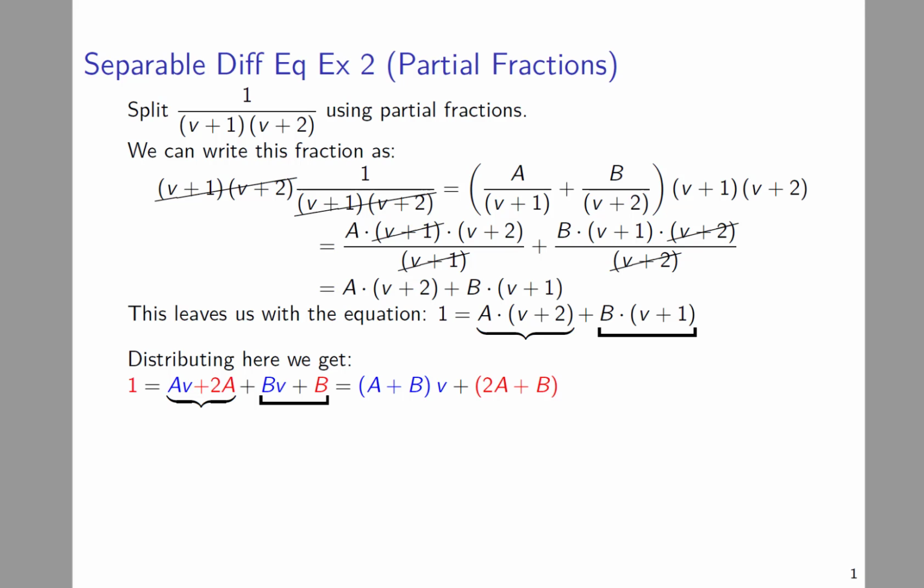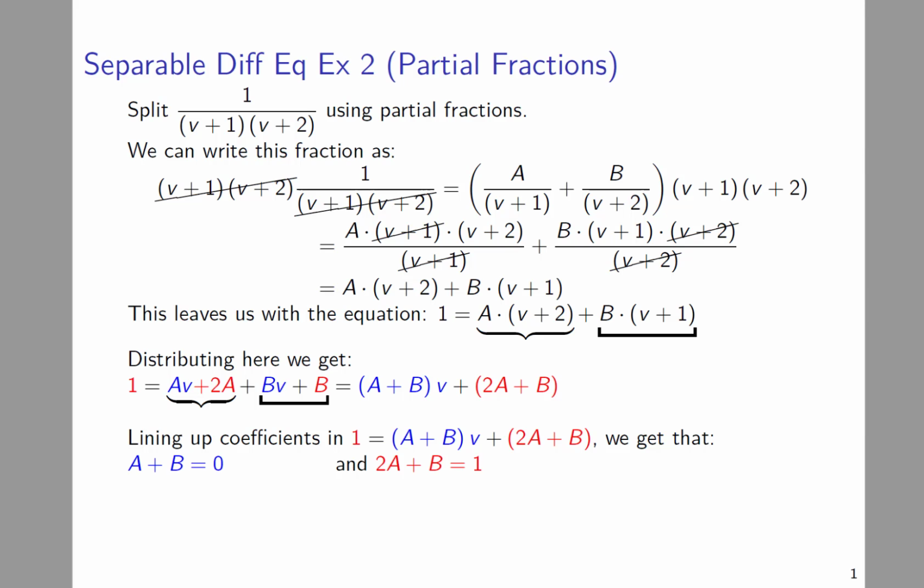Now we need 1 and (A+B) times v plus (2A+B) to be equal as functions, in other words for all values of v. So we can find A and B by lining up coefficients on both sides. That is, our coefficient of v on the left, which is 0, should be equal to our coefficient of v on the right, which is A plus B, and our constant coefficient on the left, which is 1, should be equal to our constant coefficient on the right, which is 2A plus B. So doing this, we get that A plus B is 0, and 2A plus B equals 1.